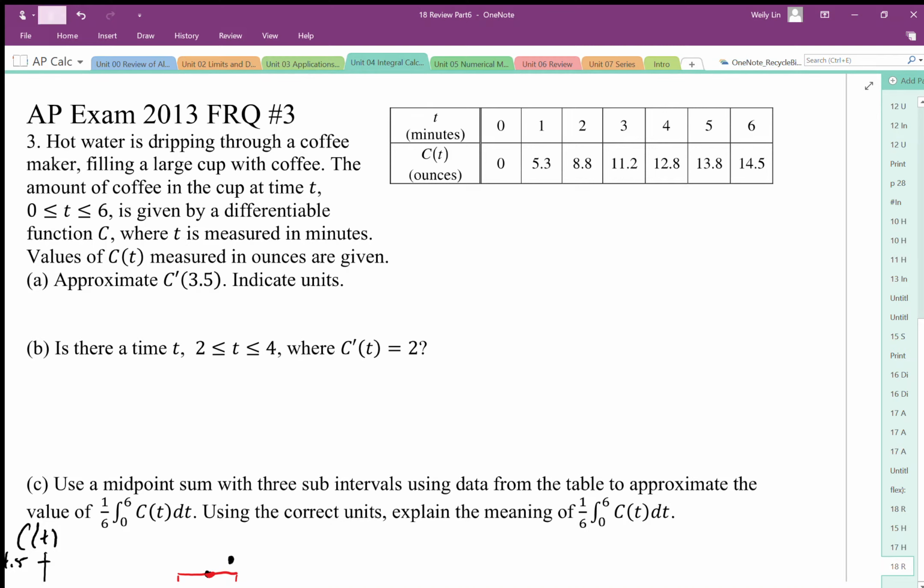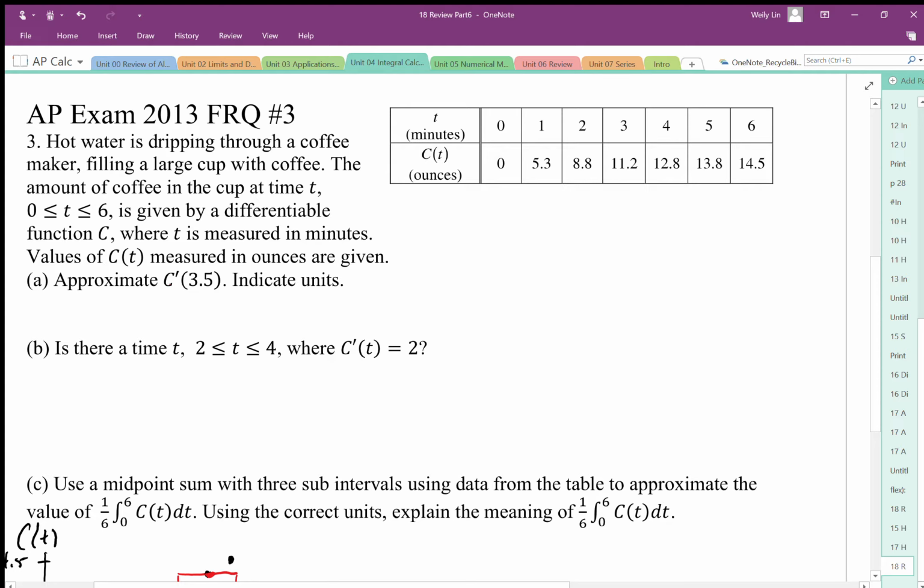This example is a question from the 2013 free response section of the AP exam. It says here we have hot water dripping through a coffee maker, filling a large cup of coffee. The amount of coffee in the cup at time t is given by differentiable function c. So c here is measured in ounces and t is in minutes, and we have values given in the table.